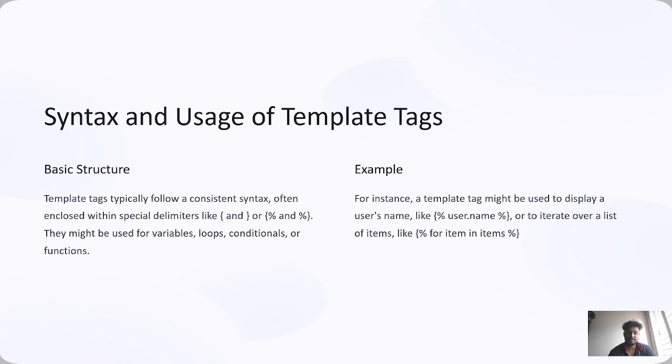Example: for instance, template tags might be used to display a user's name, like open bracket percentage username percentage close, or to iterate over a list of items, like percentage open bracket percentage for an item in items percentage.